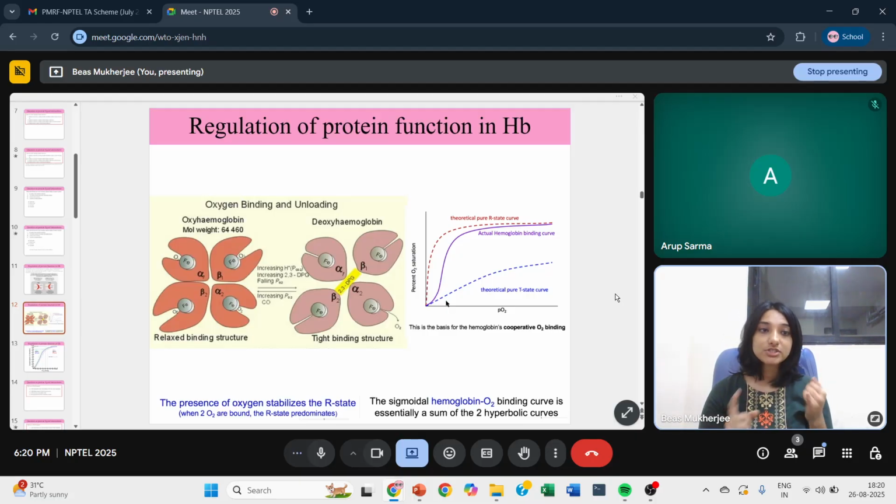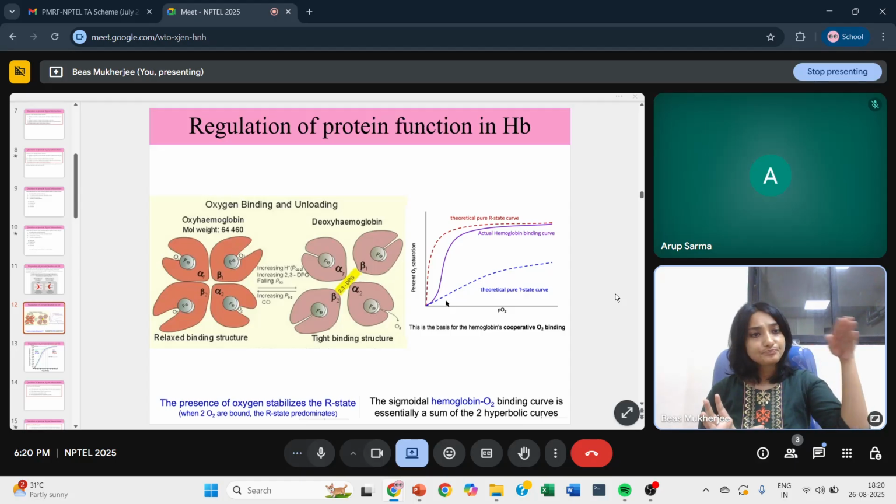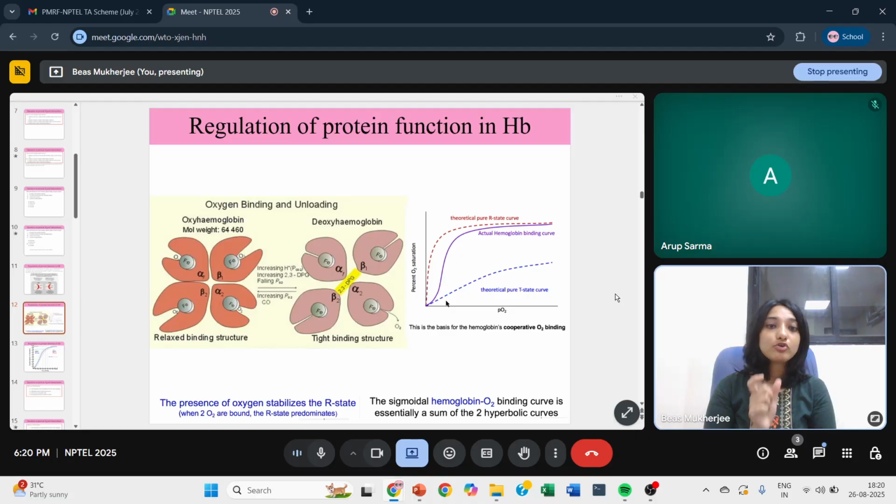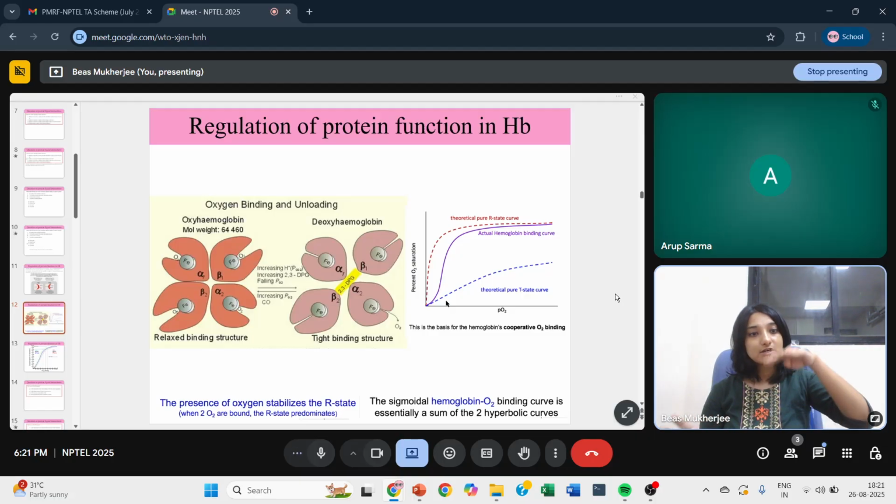Right? So the presence of oxygen stabilizes the R state. When two oxygen molecules are bound, the R state predominates. Okay, and the curve of hemoglobin, the percentage of oxygen saturation curve, the sigmoidal hemoglobin O2 binding curve, is essentially the sum of two hyperbolic curves, right? These hyperbolic curves are the theoretical pure R state curve and the theoretical pure T state curve. Because of these two curves, you get the general sigmoidal curve of the actual hemoglobin.